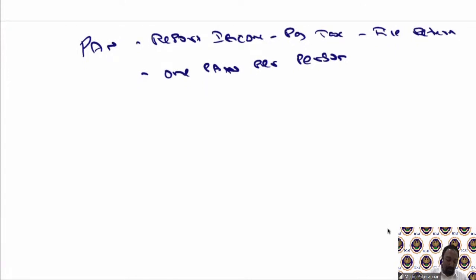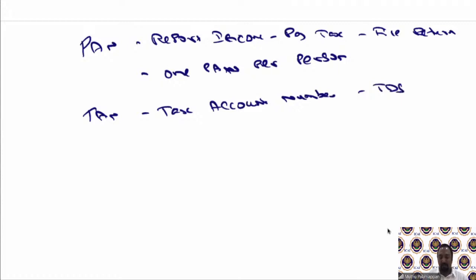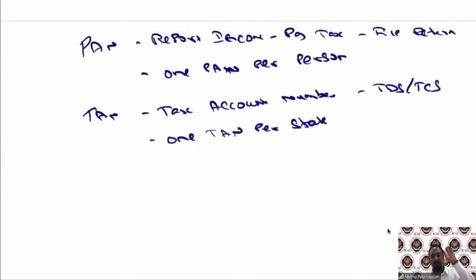That is PAN, okay? TAN is tax account number. It is for TDS and TCS purposes. One TAN per state. So if you have a location in Tamil Nadu, you will have a TAN. If you have a location in Maharashtra, you will have a different TAN. So the TAN will differ across states. For every state, you need to obtain a TAN. Only under the TAN must you deduct TDS. That is where you need to deduct TDS.